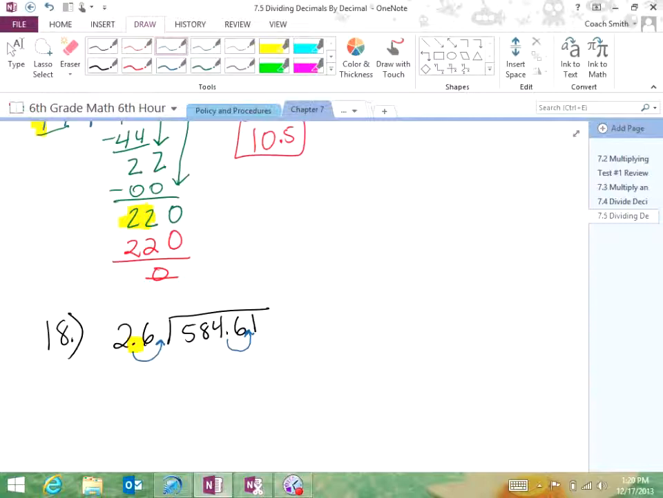It's however many decimal places are out there. So 26 into 5,846.1.